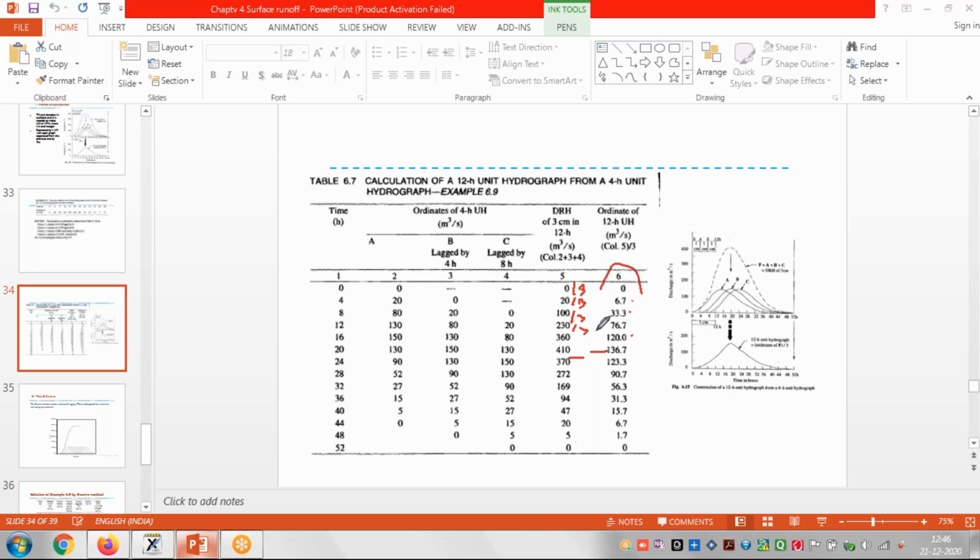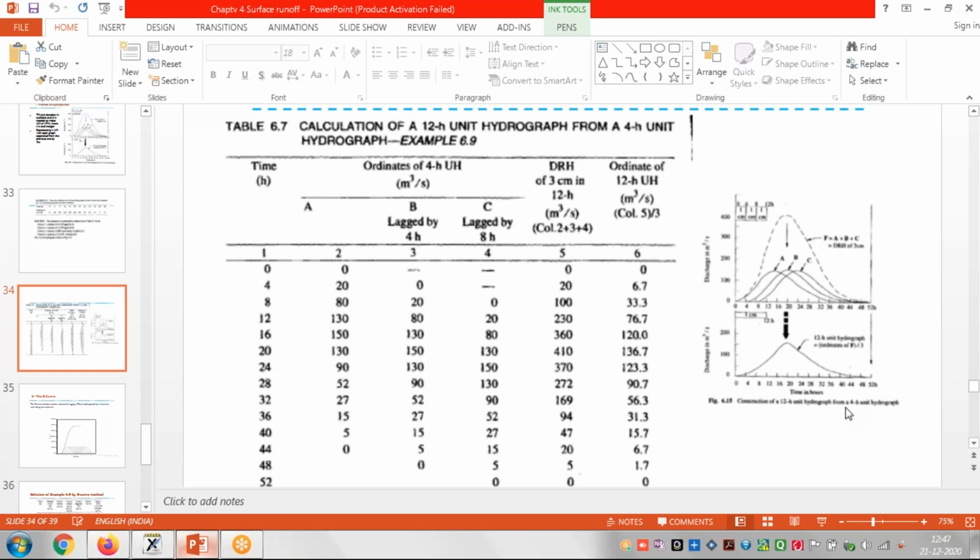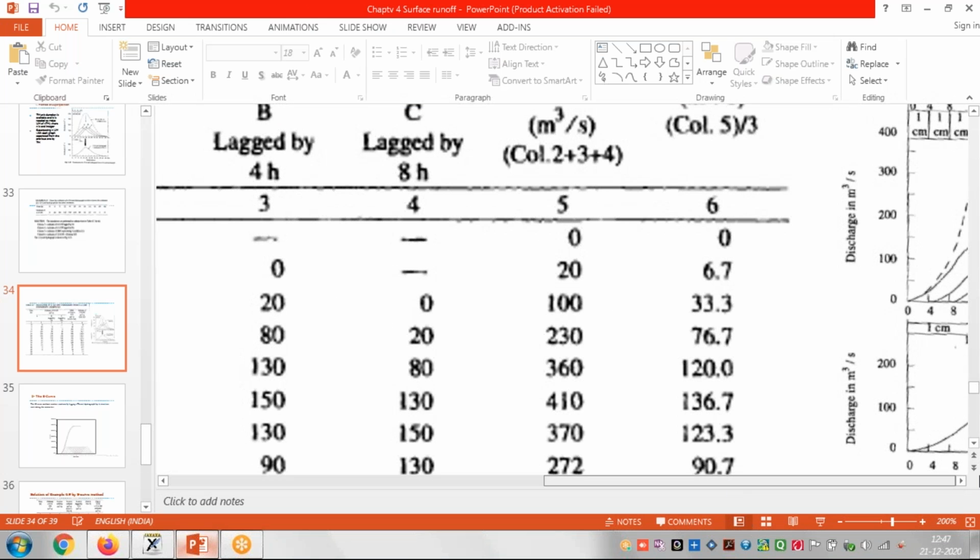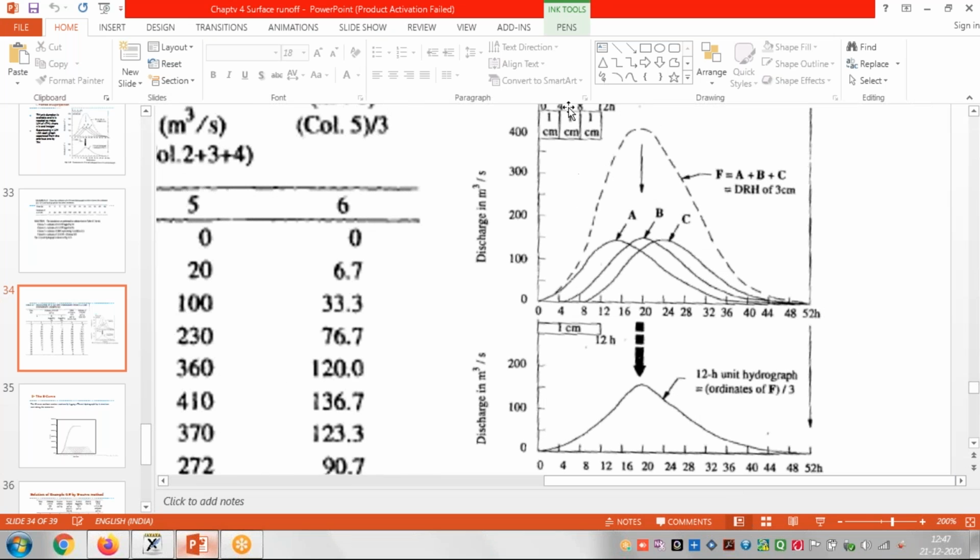Now, once we get these ordinates, we will take the graph paper. On the x-axis, we will take the time, and on the y-axis, we will take these ordinates, right? So here you will see that, I will just increase the size. See here.